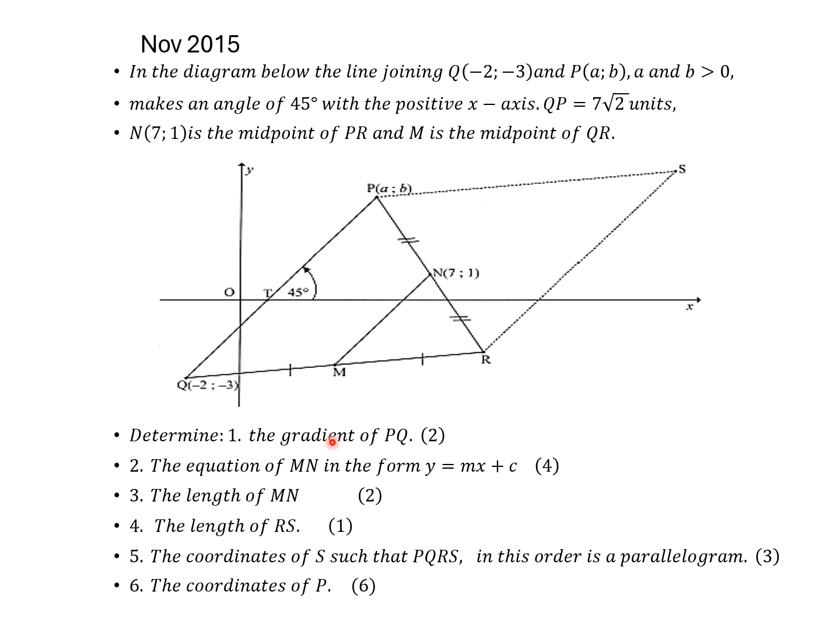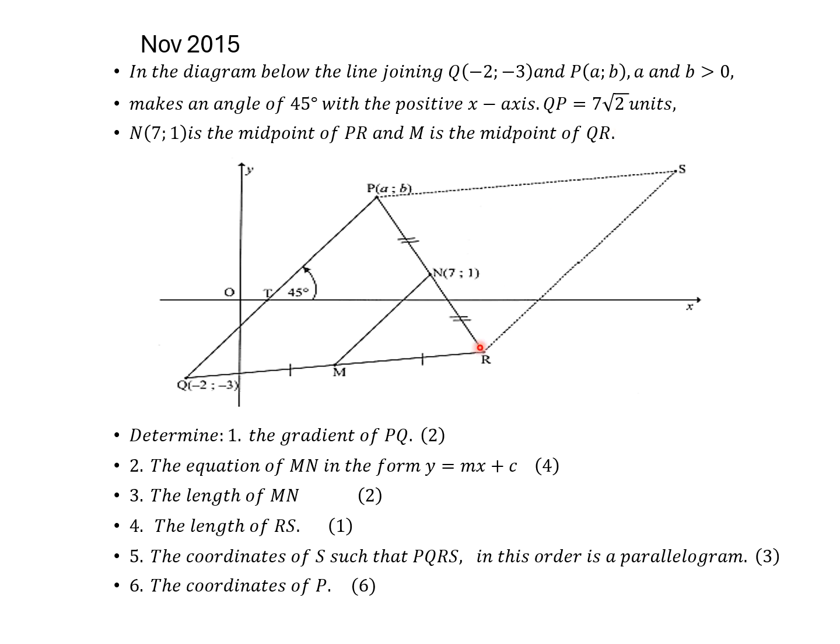Determine 1, the gradient of PQ. I'm going to use 45, the angle of inclination, to get that. 2, the equation of MN. MN has the same gradient as PQ. Then I'm going to use (7; 1) to find the value of c. Then they want the length of MN. With the midpoint theorem, MN is half the size of PQ.